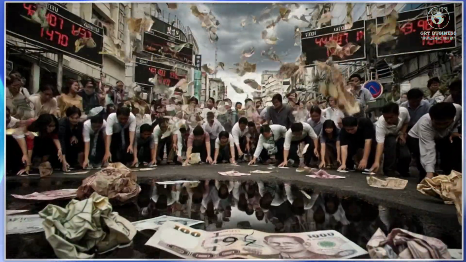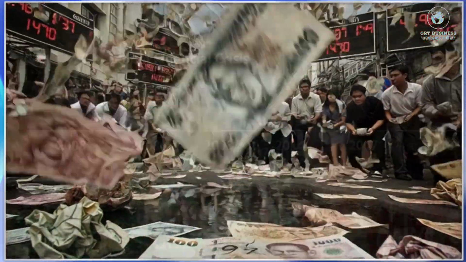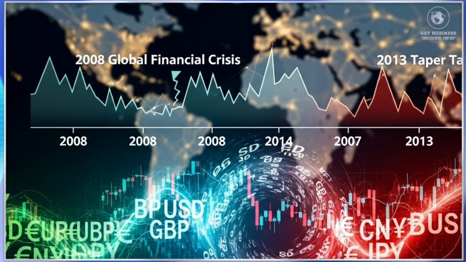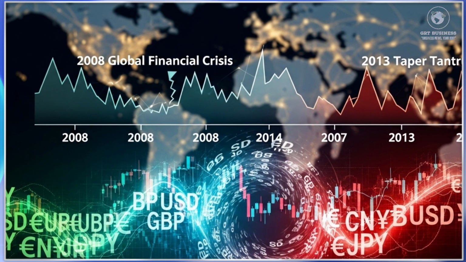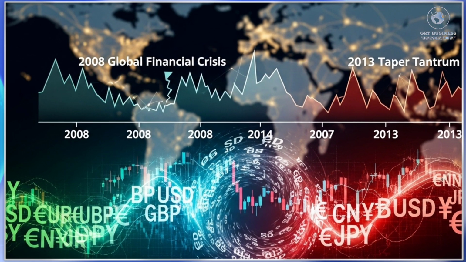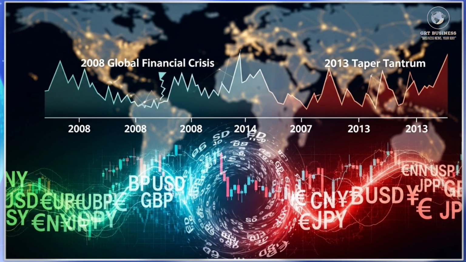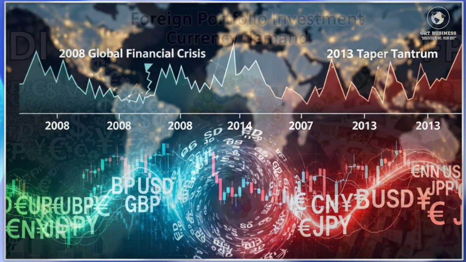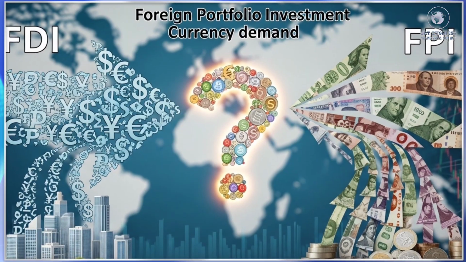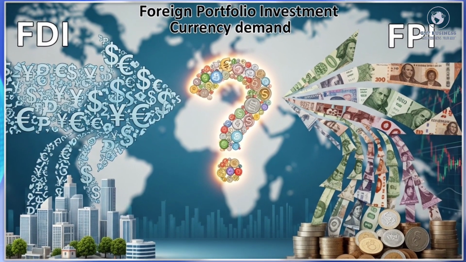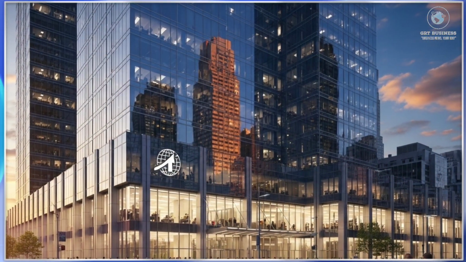The Asian financial crisis of 1997 is an example, where a crisis starting with Thailand's baht dragged down several Asian currencies. The 2008 global financial crisis and the 2013 taper tantrum also showed how global liquidity and sentiment can rapidly change currency markets. Foreign direct investment and foreign portfolio investment also create demand for a currency.